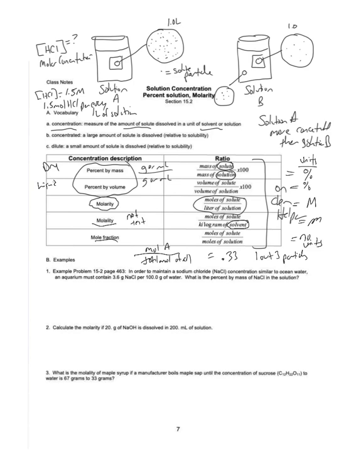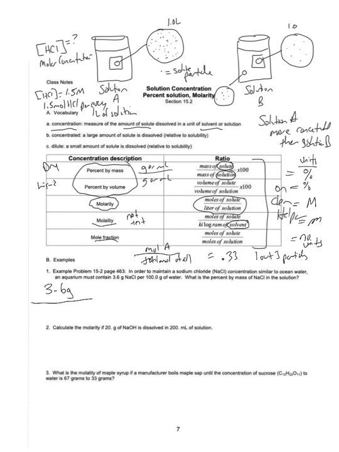Okay, the first problem. In order to maintain a sodium chloride concentration of ocean water for an aquarium, you need 3.6 grams of NaCl per 100 grams of water. What is the percent by mass of sodium chloride? This problem, while it's extremely simple, students always make the same mistake. And for those of you that have paused the lecture and tried to do this problem on your own, you might have made the same mistake.